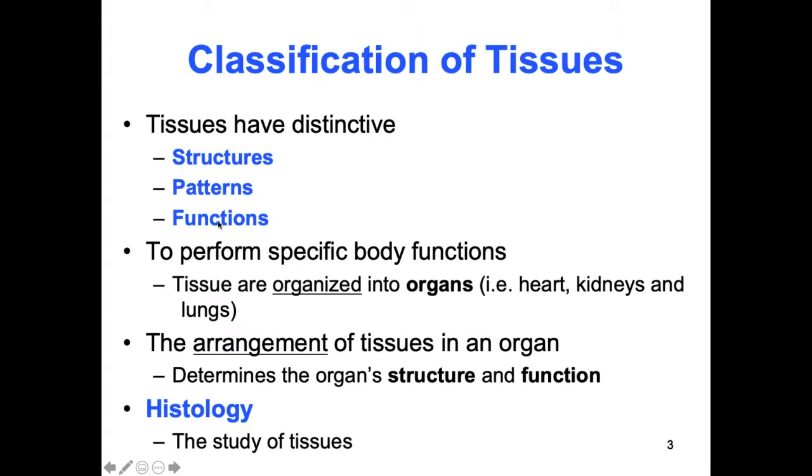So again, structure determines function. We can see that at the cellular level, and we can see it at the tissue level. We can see it at the organ level. So when these tissues come together, they themselves will organize to form organs, such as the heart, the kidneys, and the lungs. When we study tissues, we call that histology. Remember, when we studied cells, we called it cytology. An individual who studies tissues is typically referred to as a histologist.